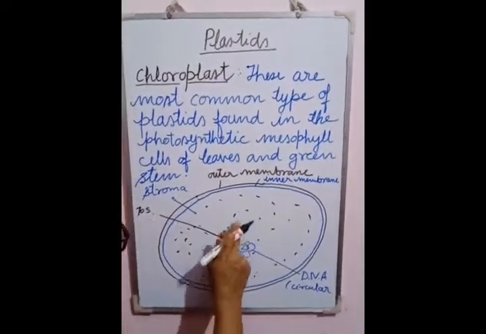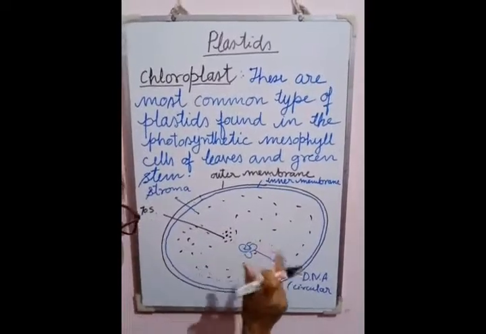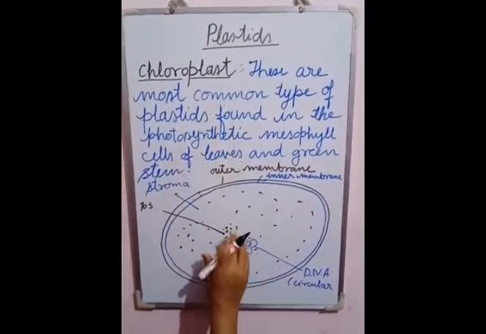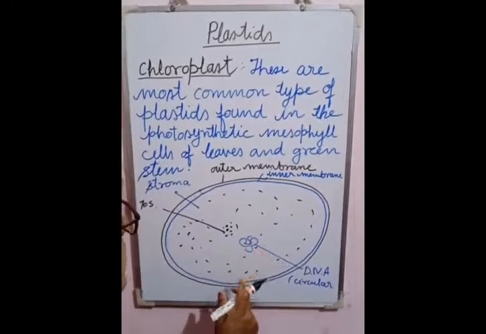The property of ribosomes is protein synthesis, so a small amount of protein is also produced inside the chloroplast. In this way, it is also called an autonomous cell organelle.